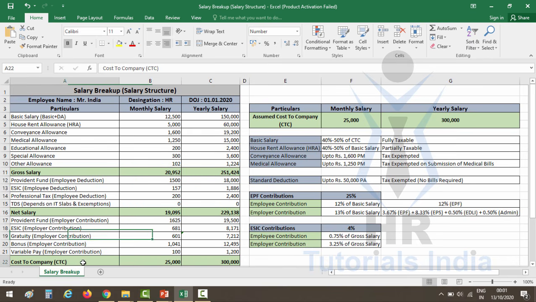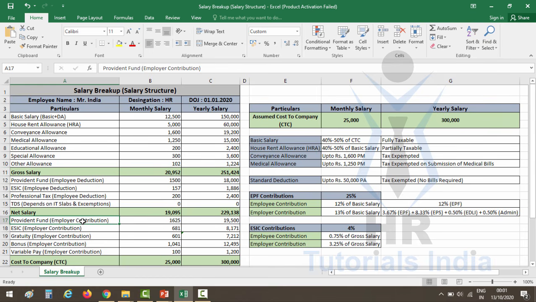Now let us calculate the CTC. In the previous slide, I have explained and calculated the CTC, and the formula of CTC is gross salary plus employer contribution. So here gross salary is already calculated. So let us know how to calculate employer contribution.